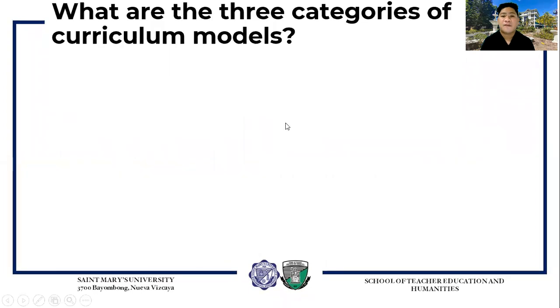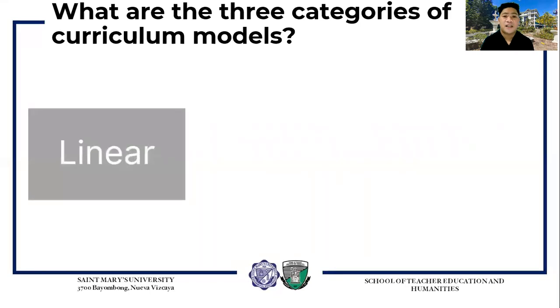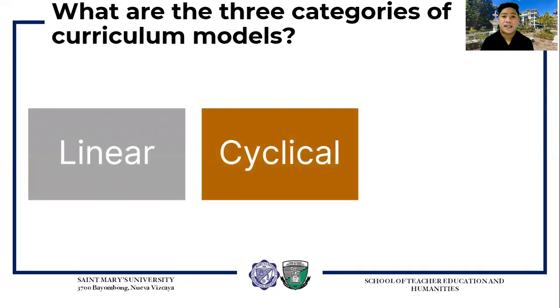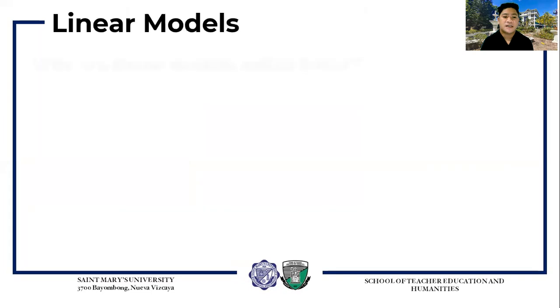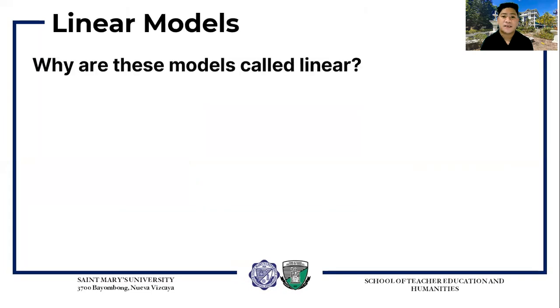For that, we have three categories of curriculum models: the linear, the cyclical, and the dynamic. From these terms, we can already see the differences among these three curriculum models. But we are going to focus first on linear curriculum development models. Now, why are these models called linear?